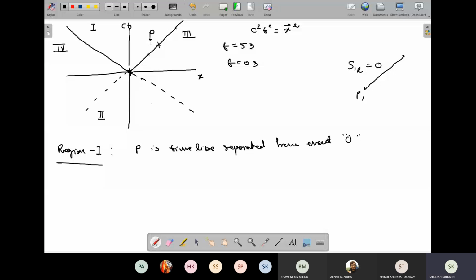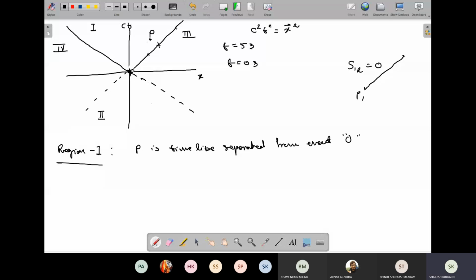This point P, events inside this region 1, are always in the future relative to the event at O. Remember, we are talking relative to O now. This is the space-time diagram centered at O, not any other event. We are talking about everything relative to this event. So all the events in region 1 are in the future of the event at O.